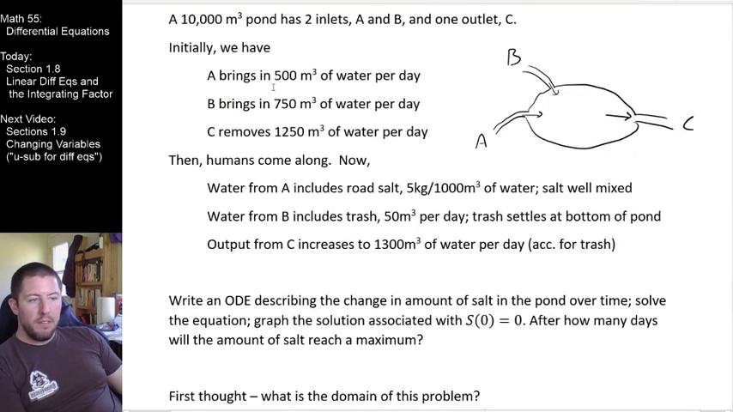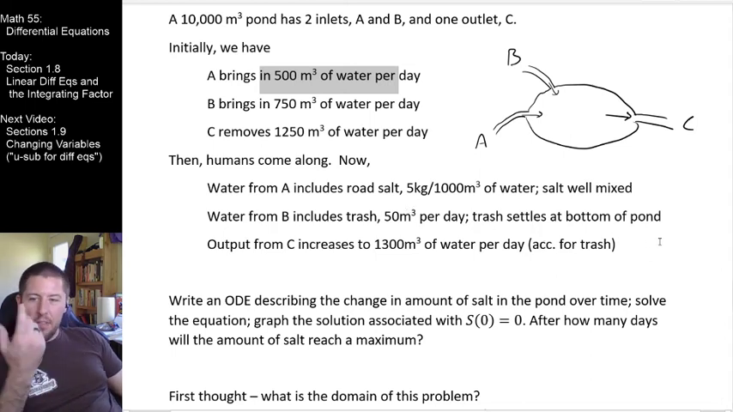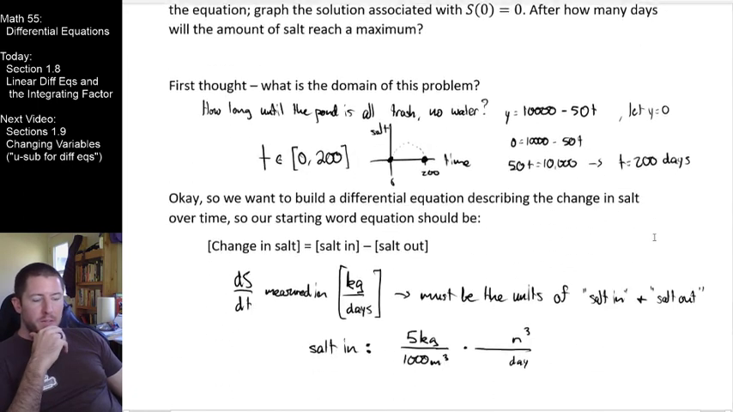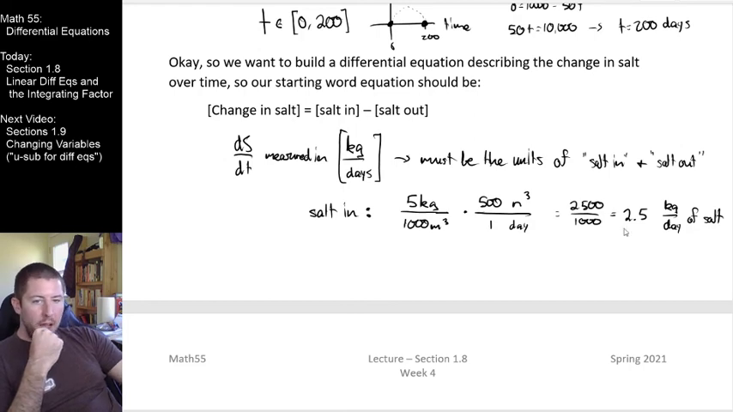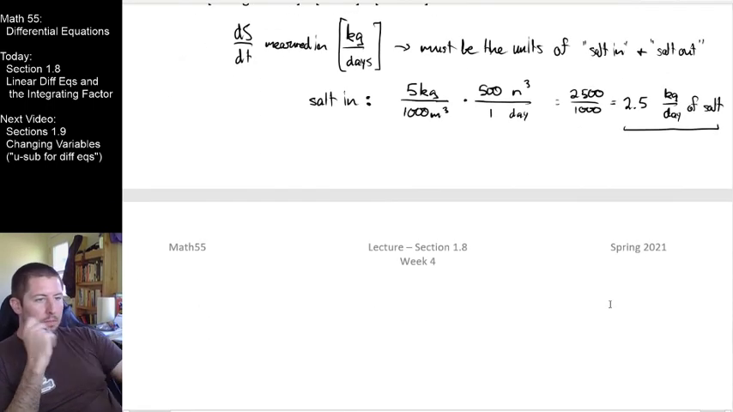Well, yeah, this was our original information that was associated with this, right? 500 cubic meters per 1 day. That's exactly what we were originally told about this thing right here. It's just got salt now mixed into it, right? So I've been given this information, 500 meters cubed per 1 day. So that's going to give us 2,500 over 1,000, also known as 2.5 kilograms per day of salt. Cool. So we got one of them right there. We got our salt in. Now let's go ahead and look for our salt out.